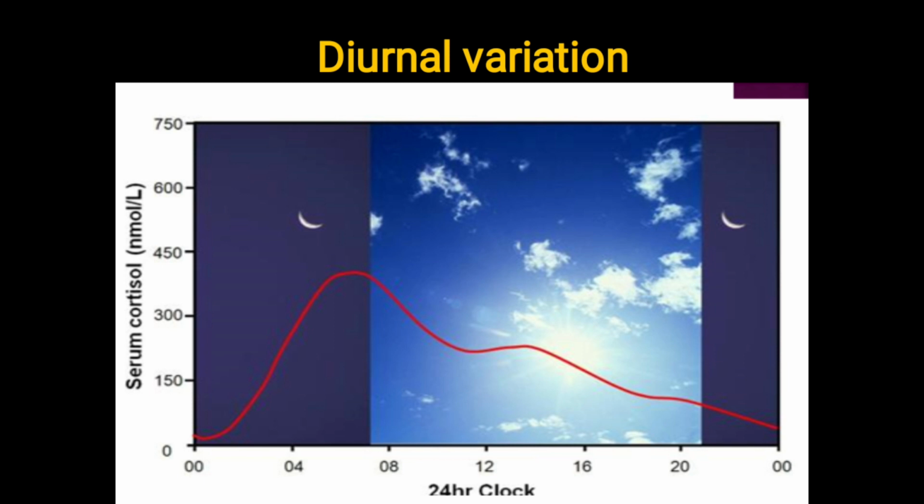Since cortisol synthesis depends entirely on the ACTH secretion, cortisol also follows a similar pattern as ACTH. That is, cortisol has very high plasma levels in the early morning.